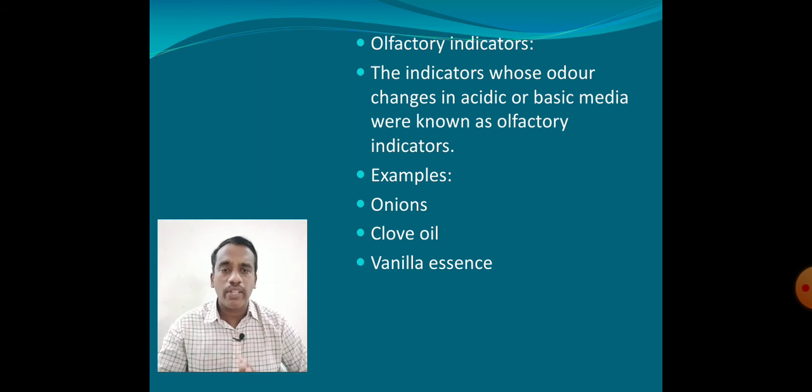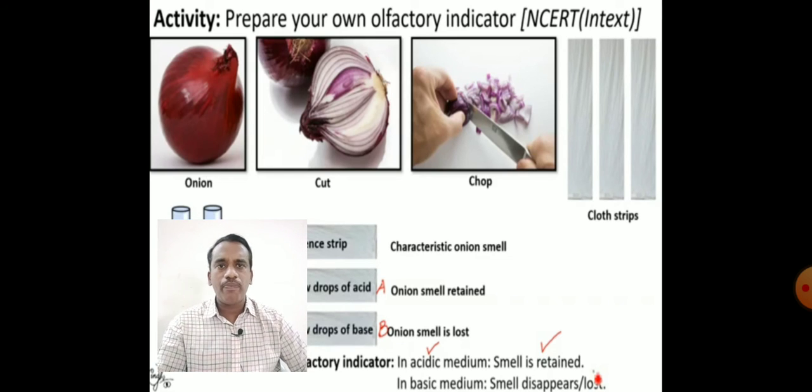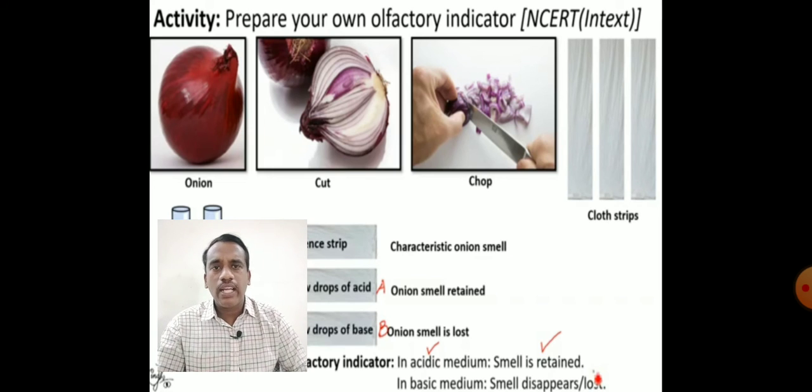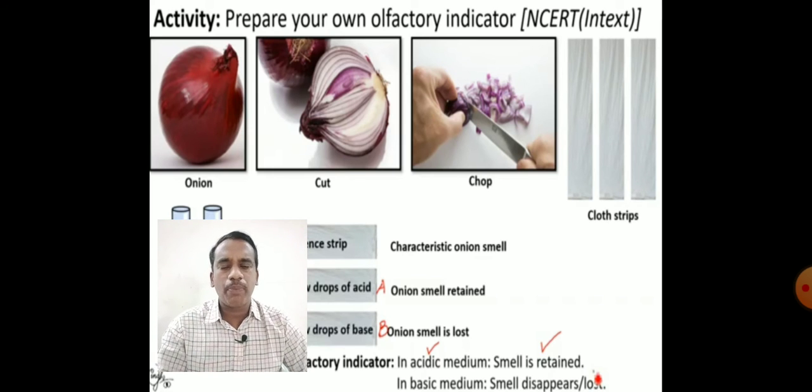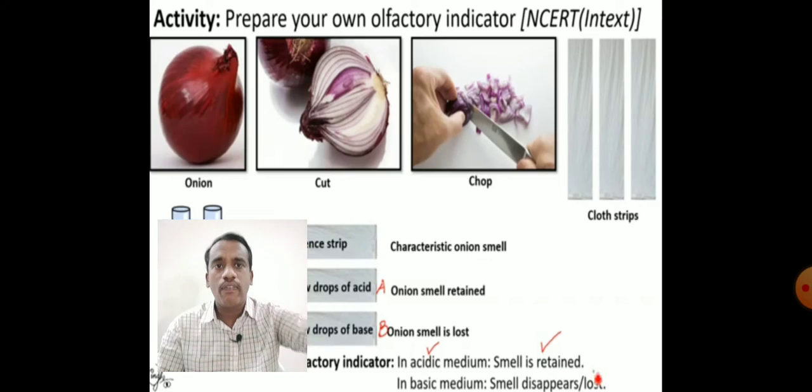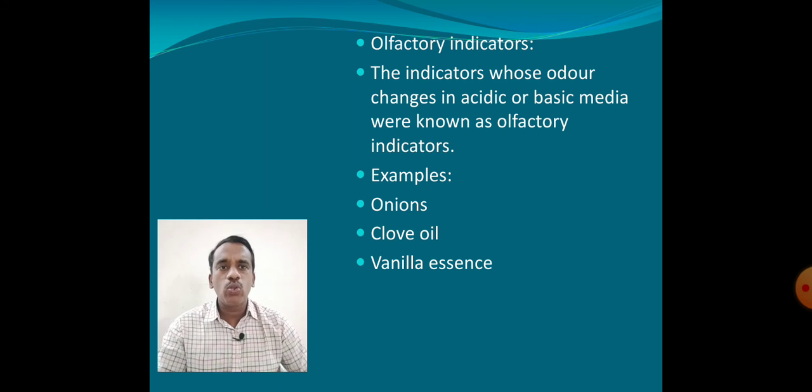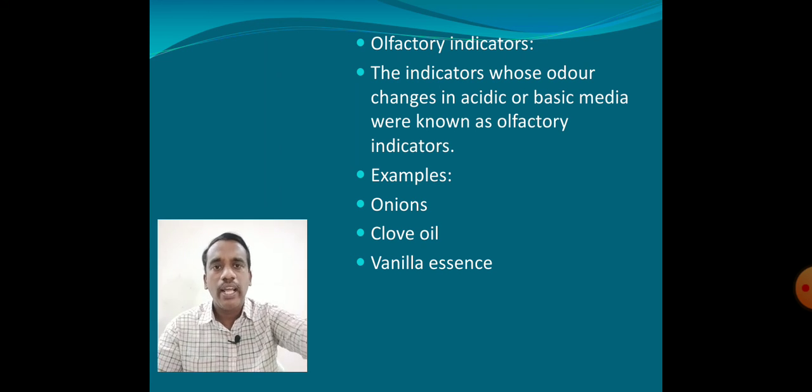These are taken from the NCERT textbook. Let us take up the first activity. Here on the top you can observe I have taken the onion. What is the purpose of the onion? Onion acts as an olfactory indicator. Olfactory indicator means whose odor changes in acidic or basic medium. Their odor will change in the acidic and basic medium. So it is called an olfactory indicator.